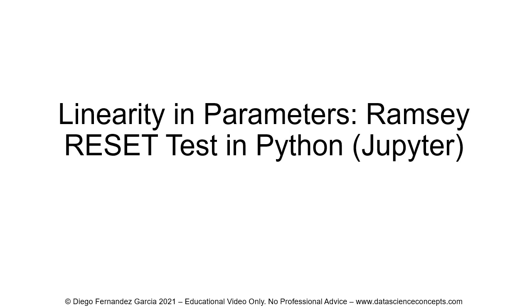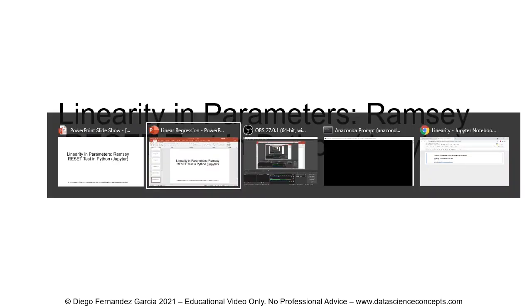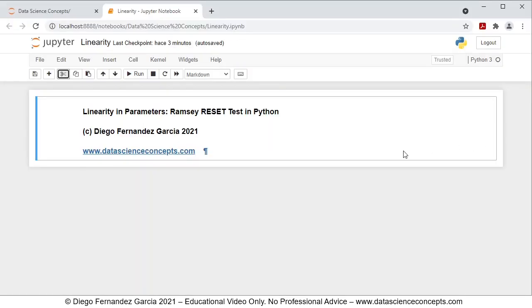Okay, so let's go into the web browser where the Jupyter Notebook is located. The first thing we need to do within the video is add a new cell below, and we do so by clicking on the Insert Cell Below button.